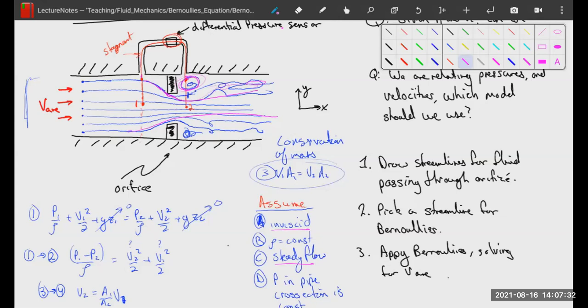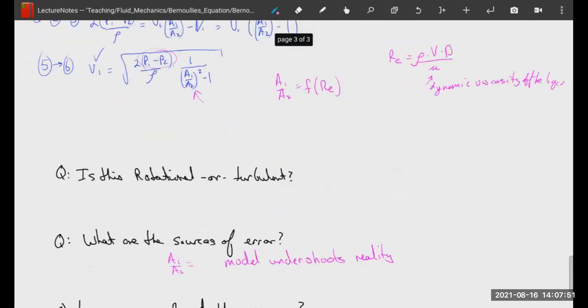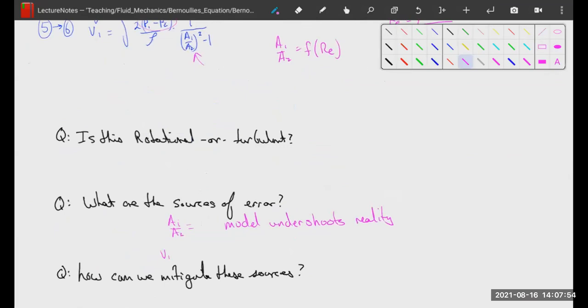We're losing energy, which means that the pressure difference we measure here is going to be smaller than it would be if we had an inviscid fluid. And if our pressure difference is smaller, if P1 minus P2 is smaller, then the V1 that we predict is going to be smaller than the actual velocity. So the fact that we have a viscous fluid is going to cause the model to undershoot reality, right?